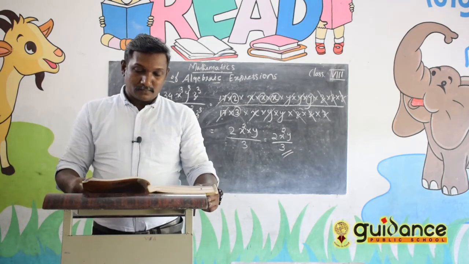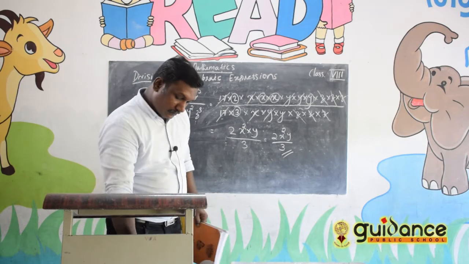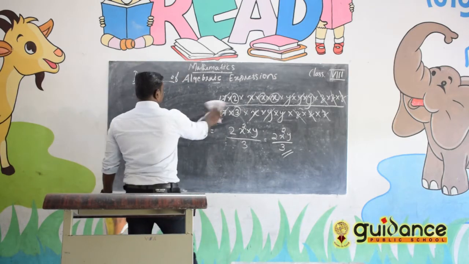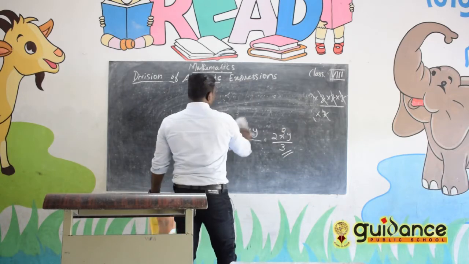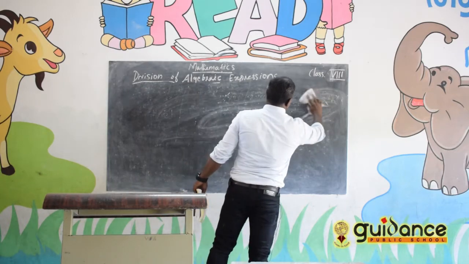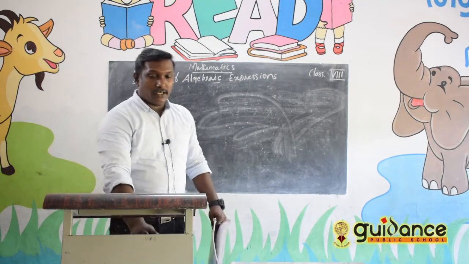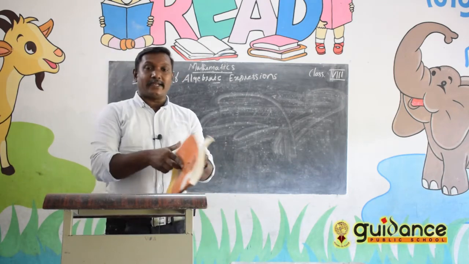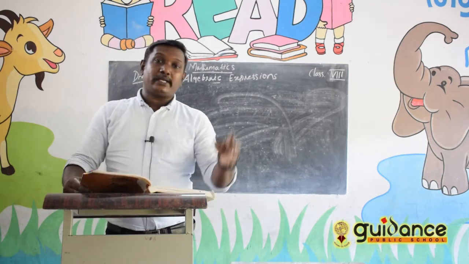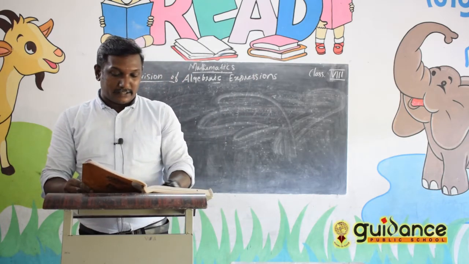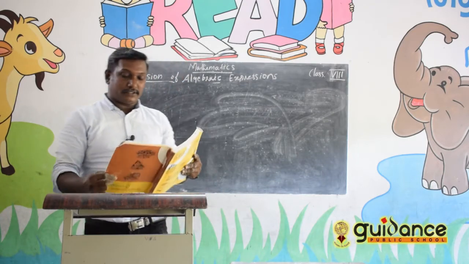So next question. This is simple factorization. Only one term consists in the numerator. That type of questions we practiced. Now we can discuss two terms in the numerator and one term in the denominator. How can we cancel those things? So we can practice that type of questions.